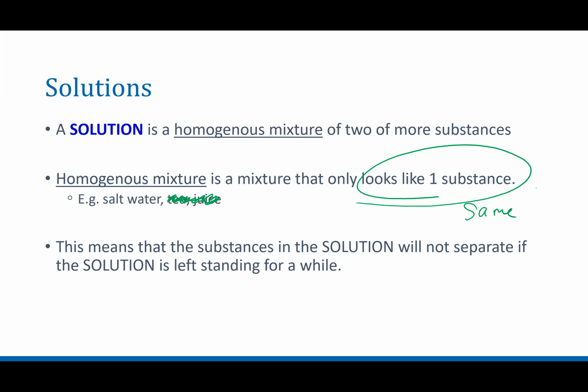What's another example? My favorite example might be something like a sports drink, or more specifically Gatorade. I don't know if you guys are familiar. I know they sell it here, but Gatorade or sugary drinks, they look the same, right? If I look at a bottle of Gatorade, it just looks like a blue liquid or sometimes a yellow or orange liquid, but it looks the same.